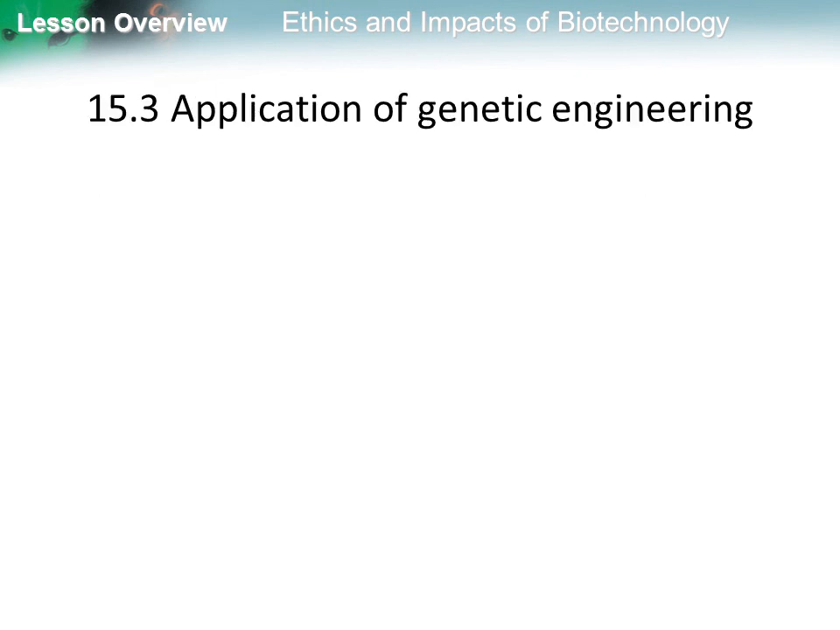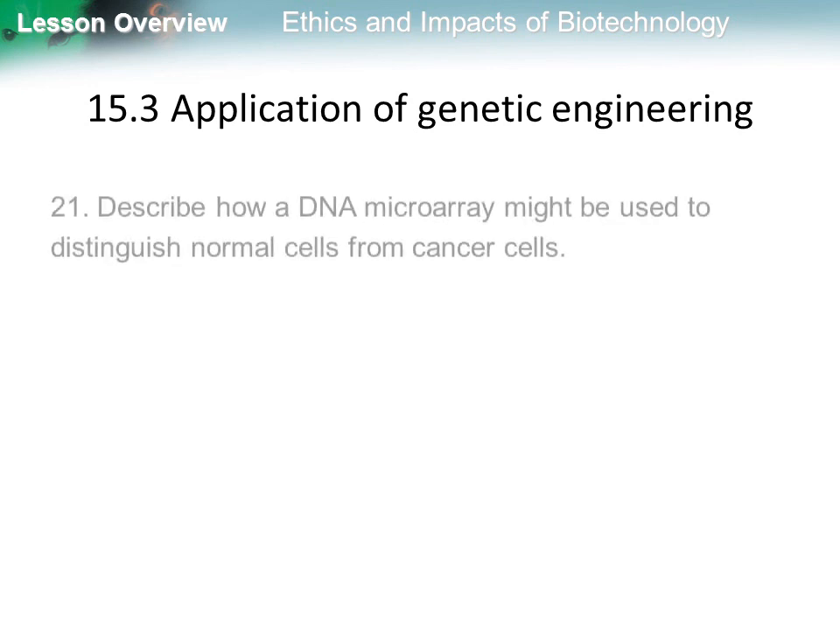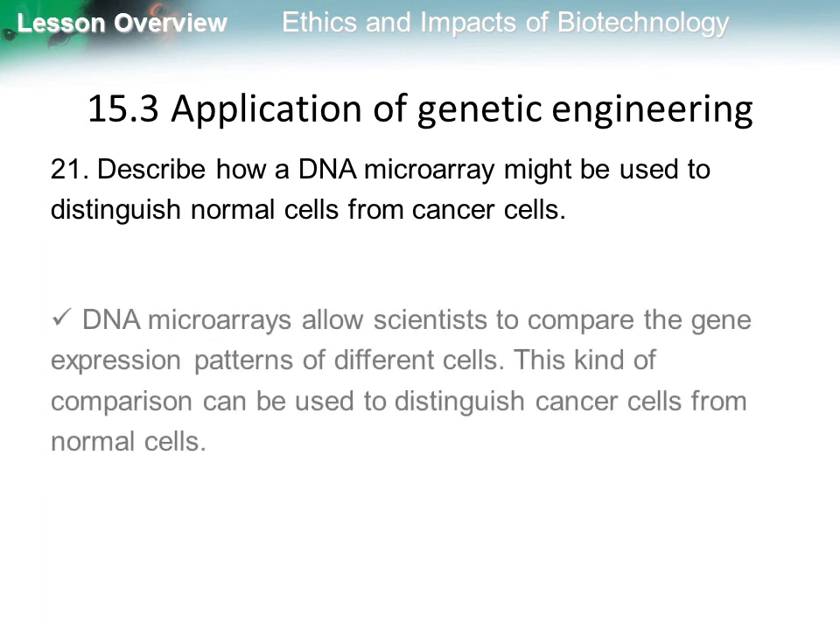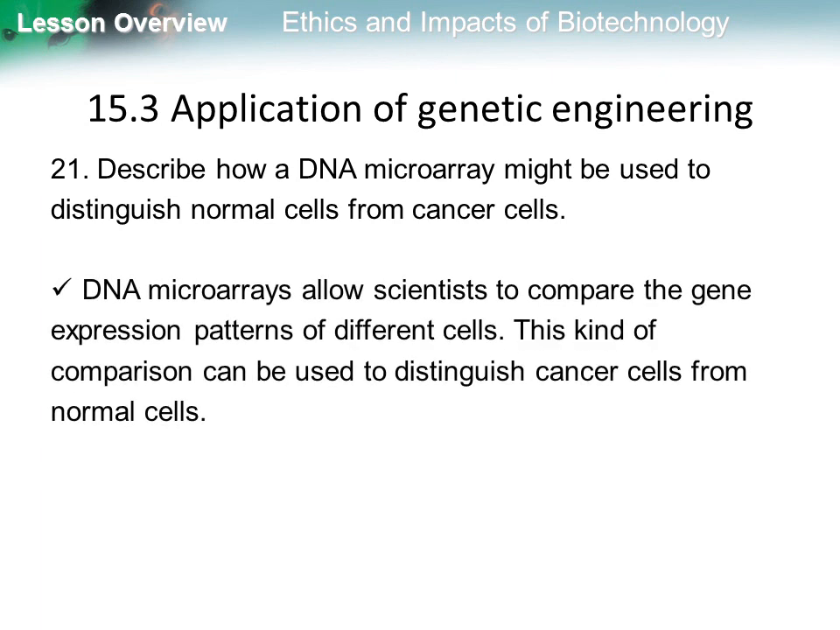Now let's go to chapter 15, lesson 3, selective breeding questions. Number 21. Describe how a DNA microarray might be used to distinguish normal cells from cancer cells. Here is the answer. DNA microarrays allow scientists to compare the gene expression pattern of different cells. This kind of comparison can be used to distinguish cancer cells from normal cells.